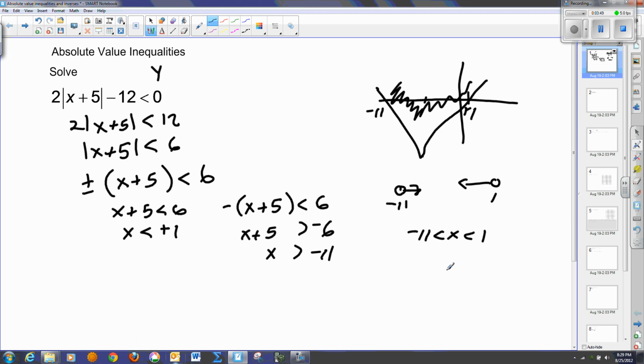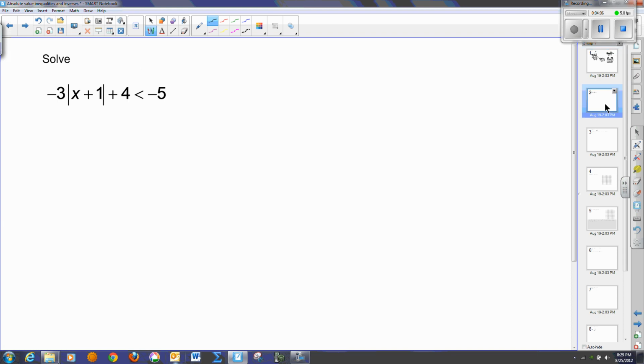And that's my solution. I can state this using interval notation by saying all the numbers from -11 to 1, not including the endpoints. Notice that's not a point, that's interval notation, and I've solved my problem. Let's do the next example.